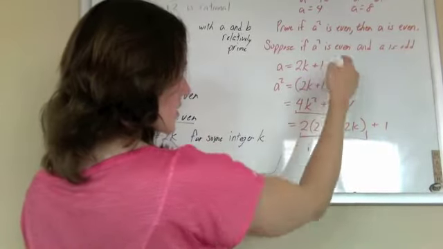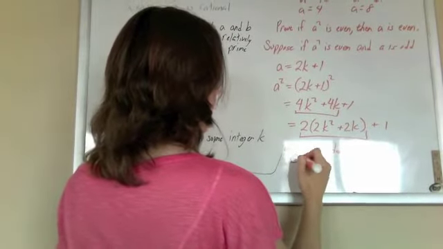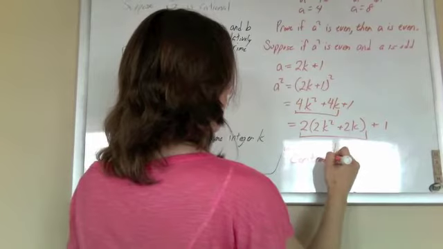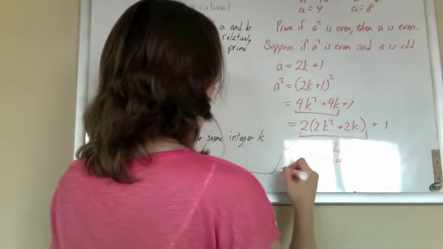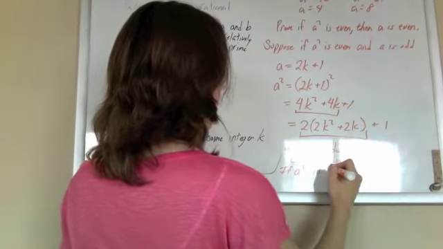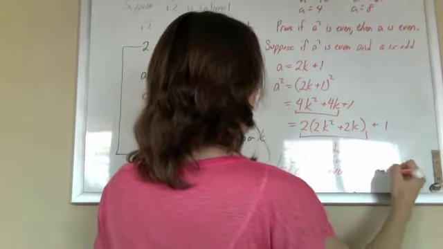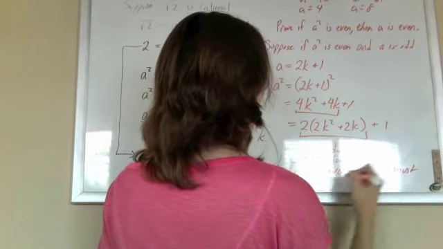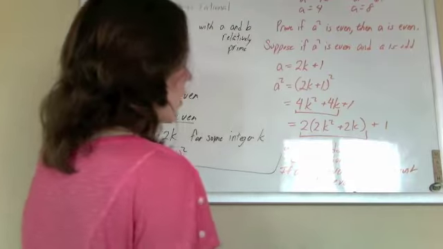And our initial assumption said that a squared is even. So this is a contradiction. So our initial assumption must be false. So if a squared is even, then a must be even. And there we go.